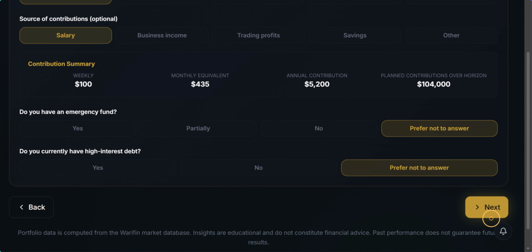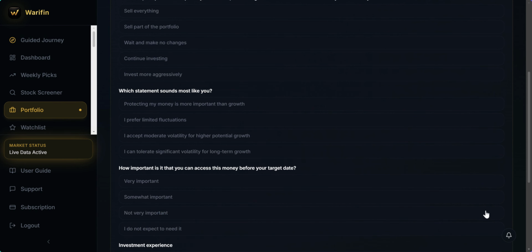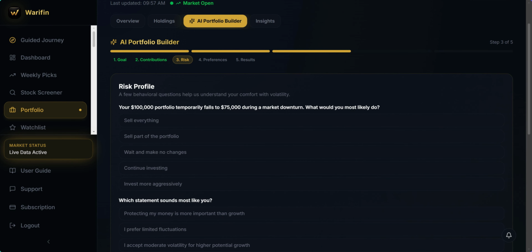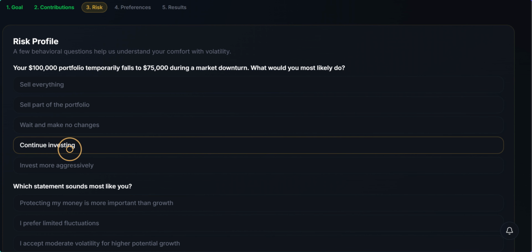Now that the financial foundation is set, clicking Next takes us to the risk profile section. These behavioral questions are designed to measure your comfort level with market fluctuations. Choosing how you would react to a temporary drop in value determines your emotional risk tolerance.